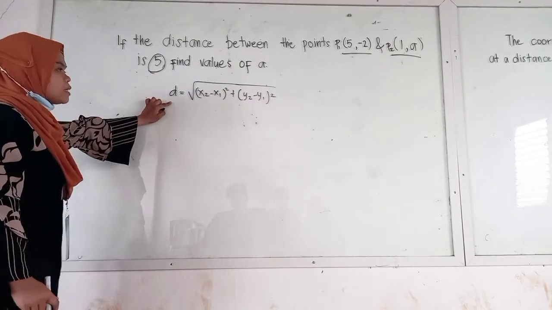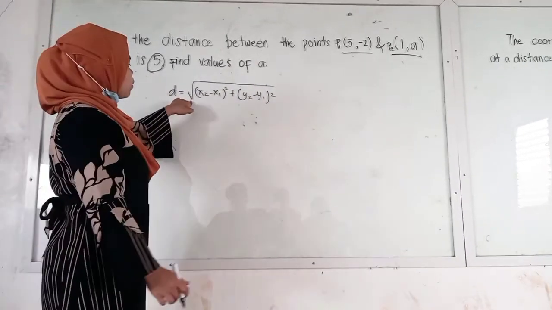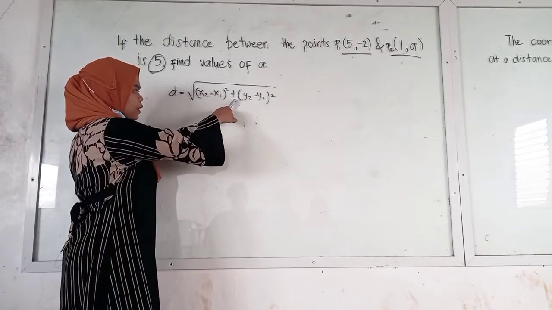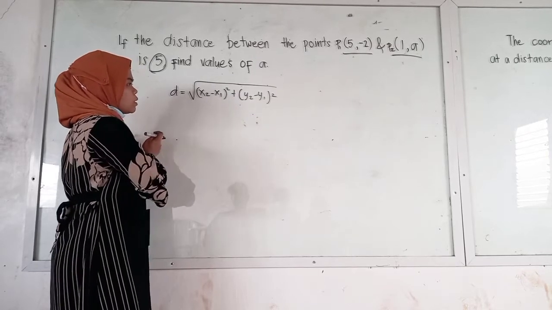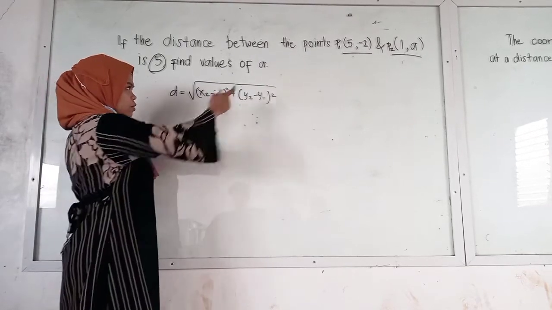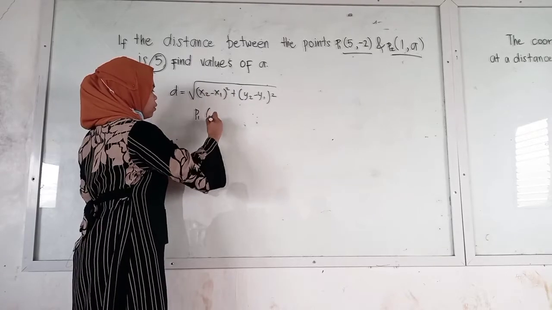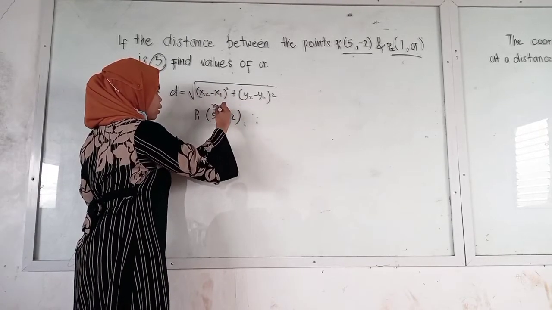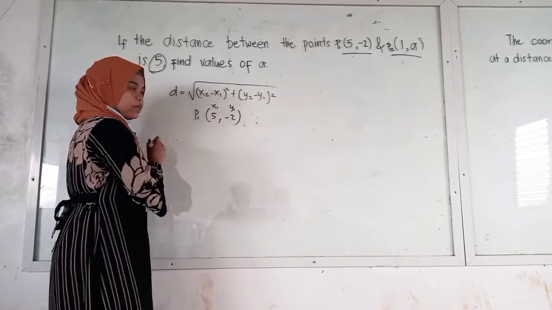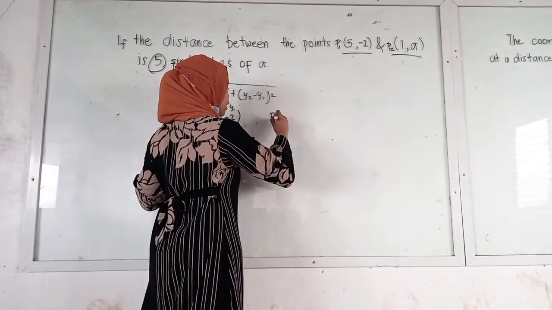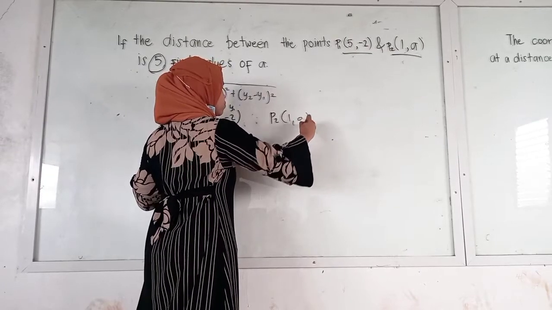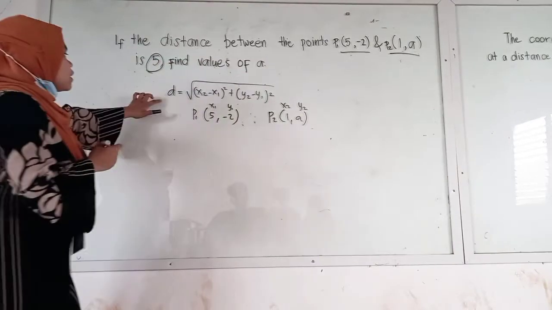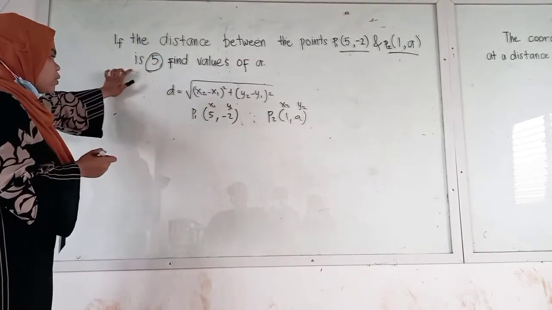Simply use the distance formula, which is equal to the square root of (x sub 2 minus x sub 1) quantity squared plus (y sub 2 minus y sub 1) quantity squared. So, for P sub 1, my coordinates are 5, negative 2. This is my x sub 1, and this is my y sub 1. And for point 2, I have 1, A. This will be my x sub 2, and then y sub 2. Given the distance D, which is equal to 5.